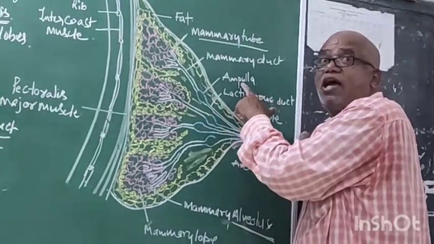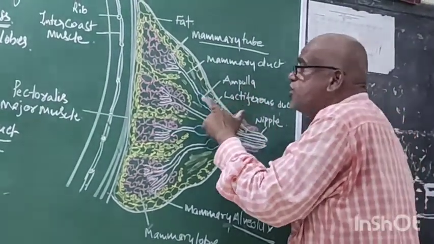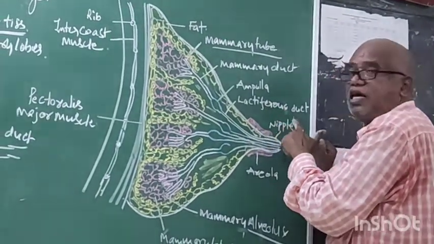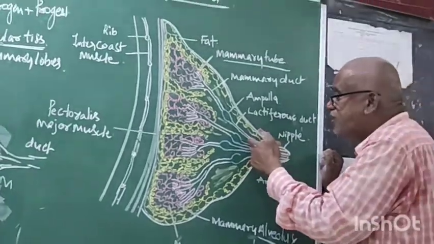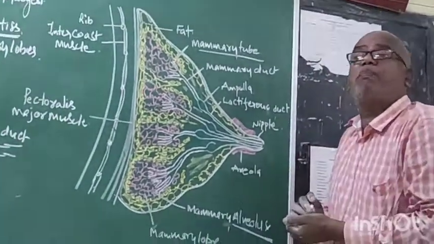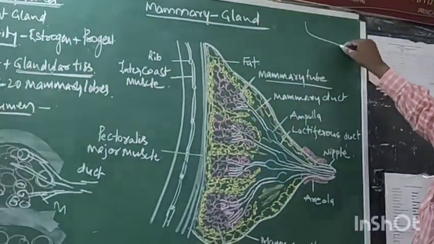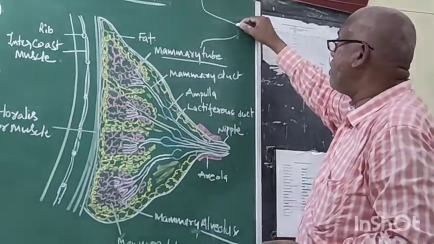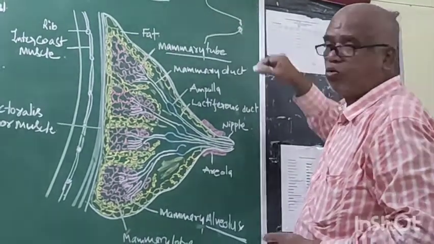The sac is called the ampulla. From this ampulla, another tube is there, called the lactiferous duct. This lactiferous duct opens at the tip of the nipple. Now it is the nipple. The tip of the nipple contains microscopic pores.